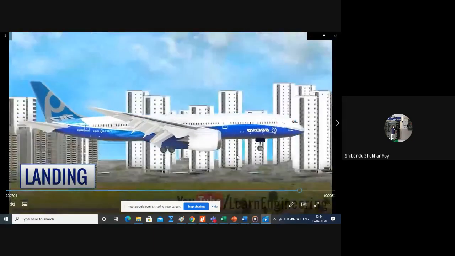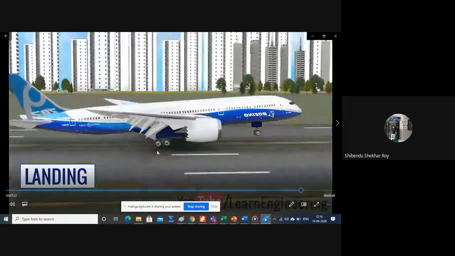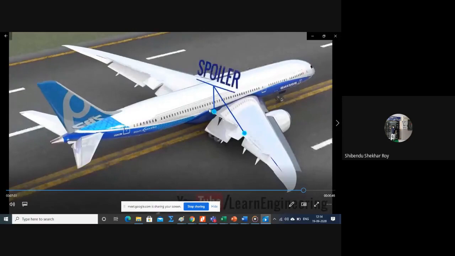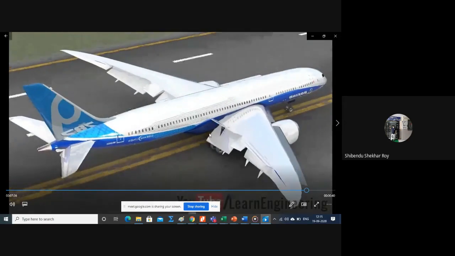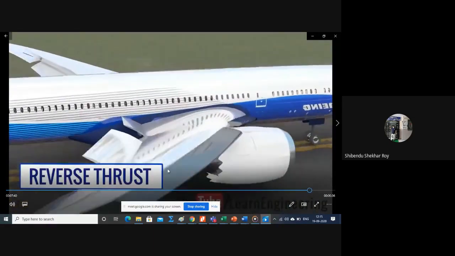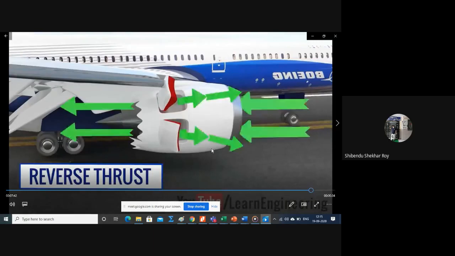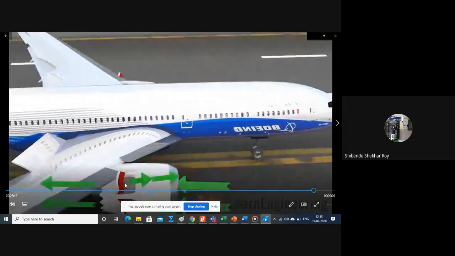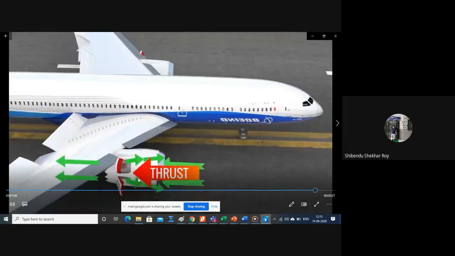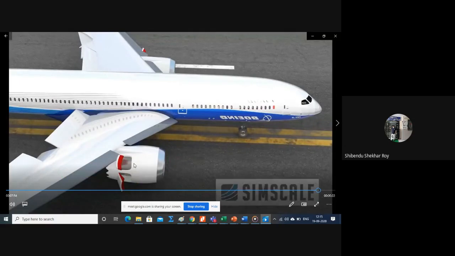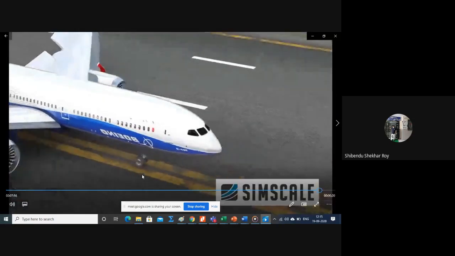So the landing gear mechanism, you just see the landing gear mechanism for the wheel. That is also an interesting thing. See that spoiler. This is called the spoiler. During your landing, how the spoiler motion is controlled. And you see here, over the jet engine, there is another mechanism by which it can create a huge drag force during landing, so that within a short distance it can stop the aircraft.